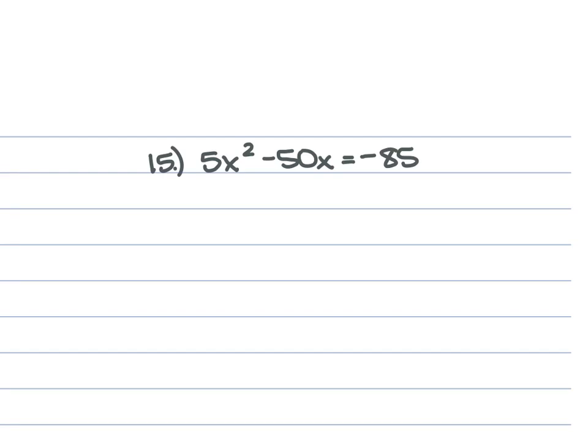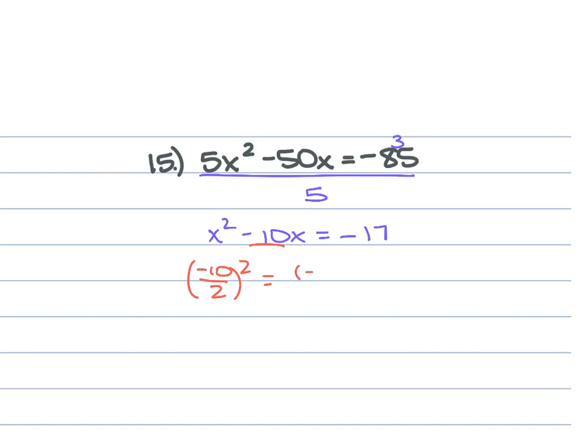For 15, we have 5x squared minus 50x is equal to negative 85. So we're going to divide everything by this 5 to get x squared minus 10x is equal to a negative 17. 5 goes into 8 once with 3 left over, so 5 goes into 35 7 times. Our b is the negative 10, so that's negative 10 over 2 squared, which is negative 5 squared, which is 25.